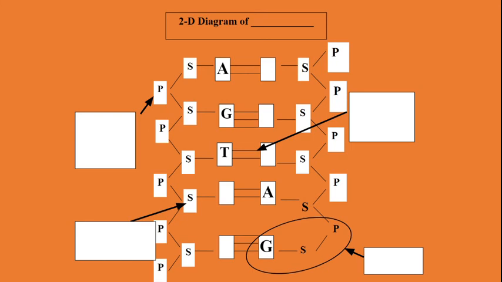So here's a little diagram for you, and I have included this in your notes. I want you to take a minute to fill out this 2D diagram. I want you to tell me what this diagram is, and I want you to label each part of the DNA molecule, and I want you to give me the complementary base pairs. And I will give you a few minutes to work on that.